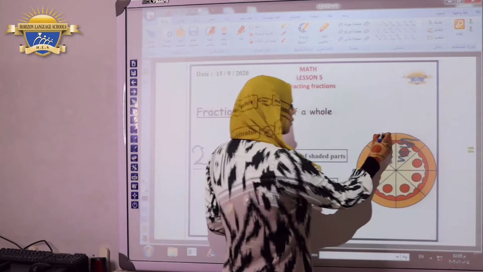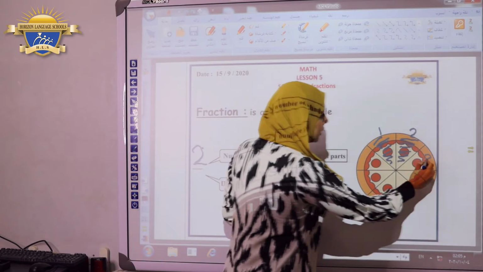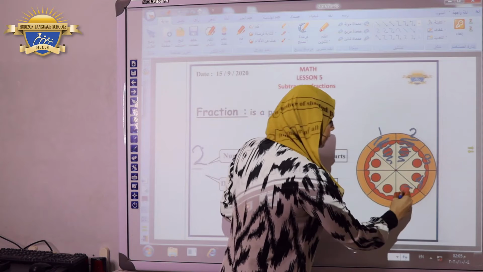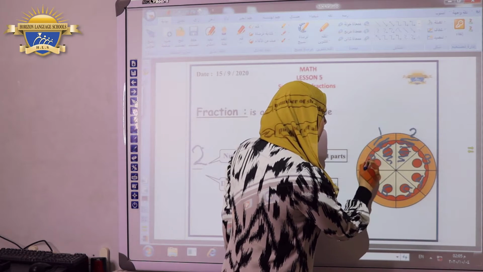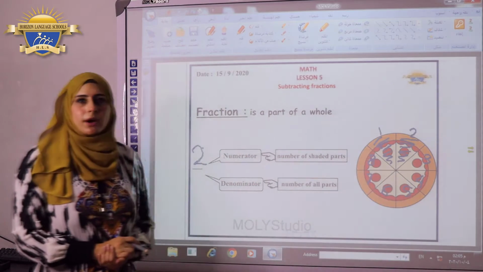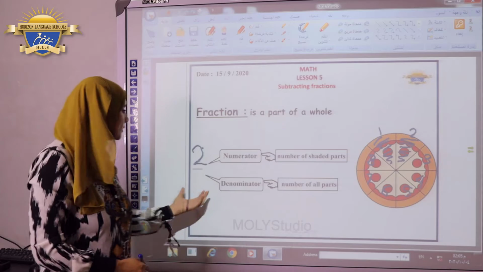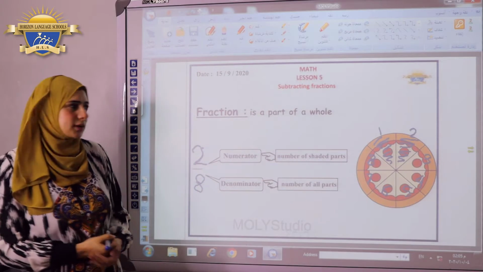Let us count how many parts. 1, 2, 3, 4, 5, 6, 7, 8. I have here how many parts? 8 parts. So the number of all parts I will write down, which is the denominator.